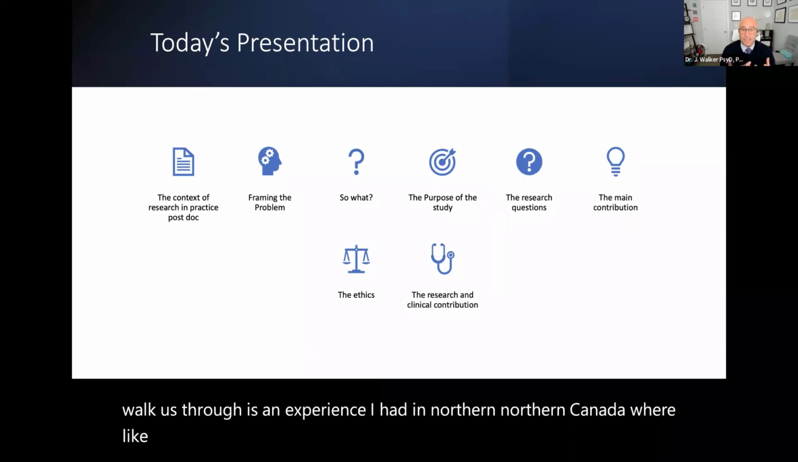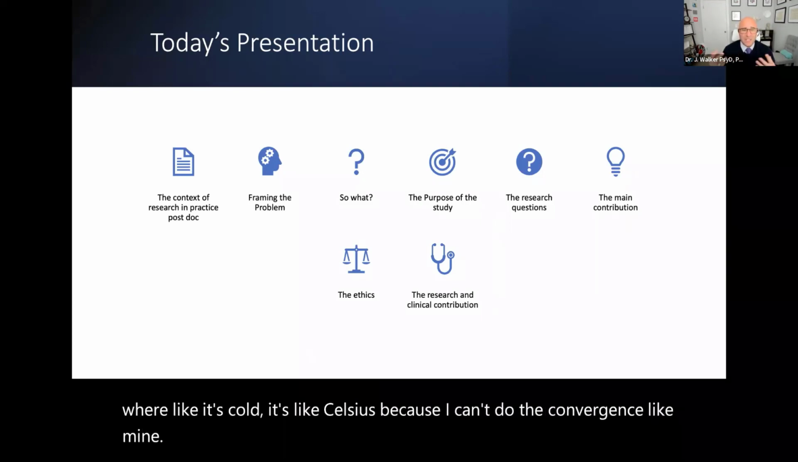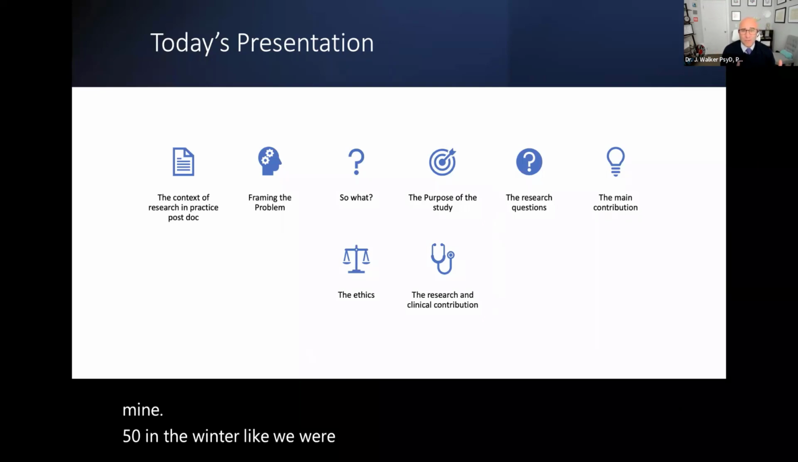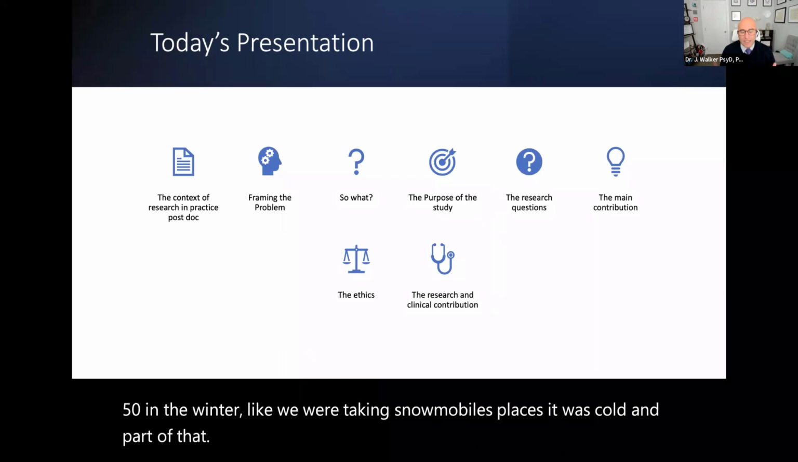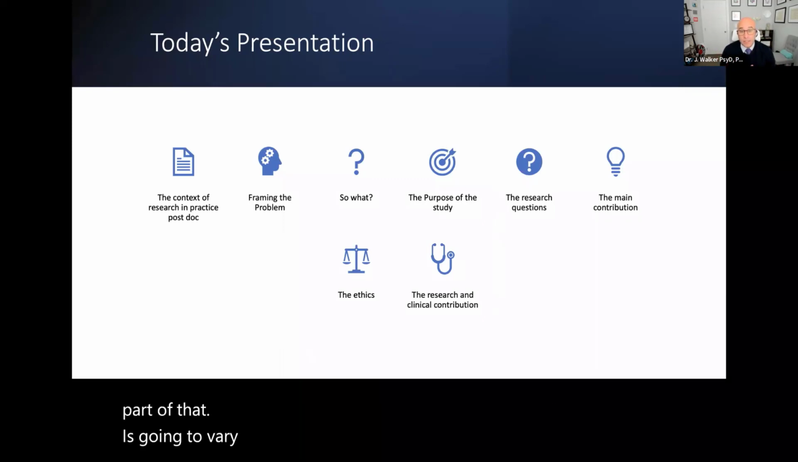It's like Celsius, because I can't do the conversion. It's like -50 in the winter. Like we were taking snowmobiles places. It was cold. And part of that is going to very remote and isolated communities.